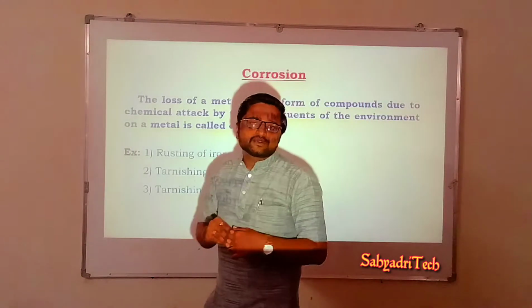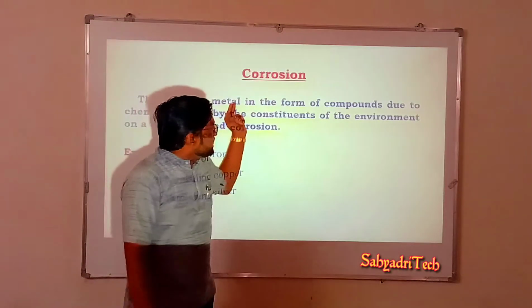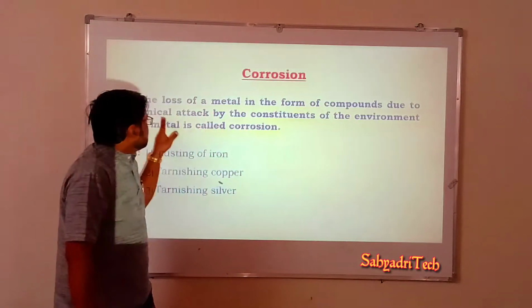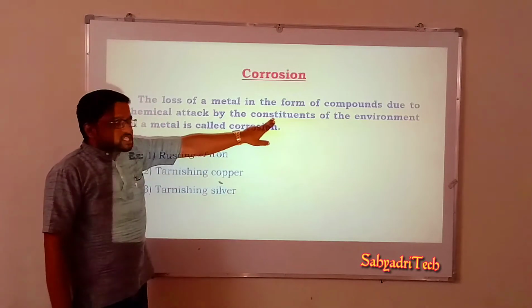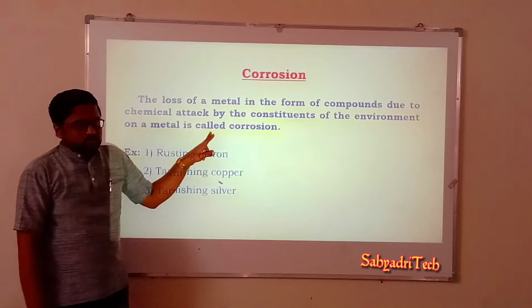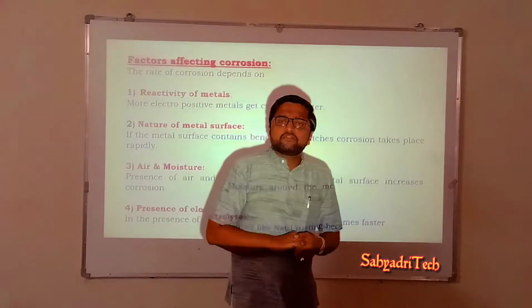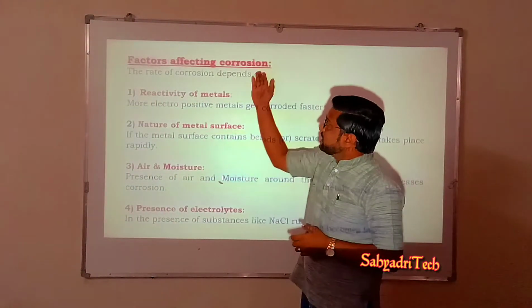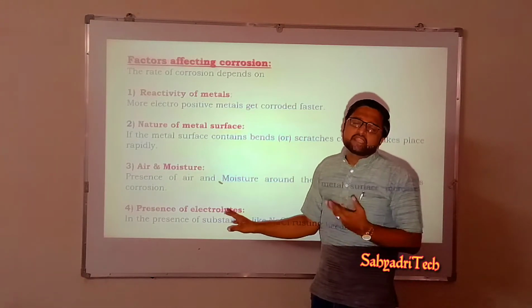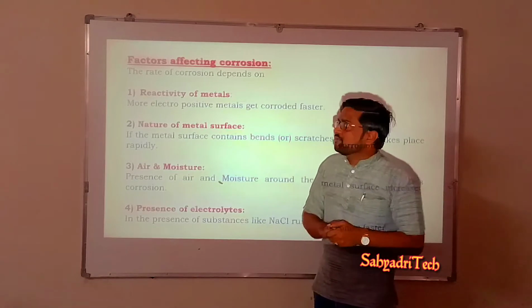So basically, what is corrosion? It is the loss of metal in the form of compounds due to the chemical attack by the constituents of the environment on a metal. Now, coming to the factors affecting corrosion. There are four major factors which affect the rate of corrosion, or the extent of corrosion.